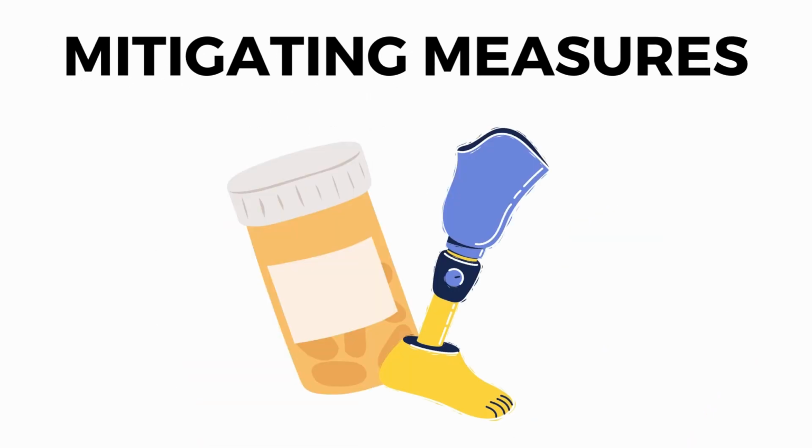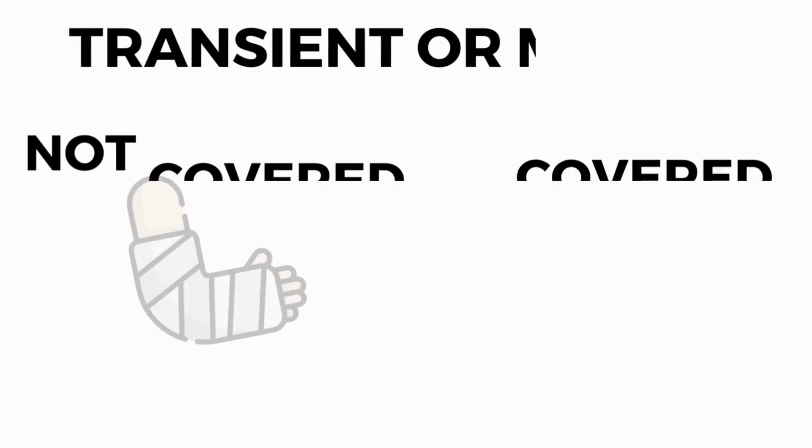Mitigating measures include things like medication, prosthetics, and assistive technology. A student's eligibility must be determined as if they do not have these items. For example, does a student's ADHD substantially limit their ability to participate in school when not on their medication? If so, then they are eligible for a Section 504 evaluation.